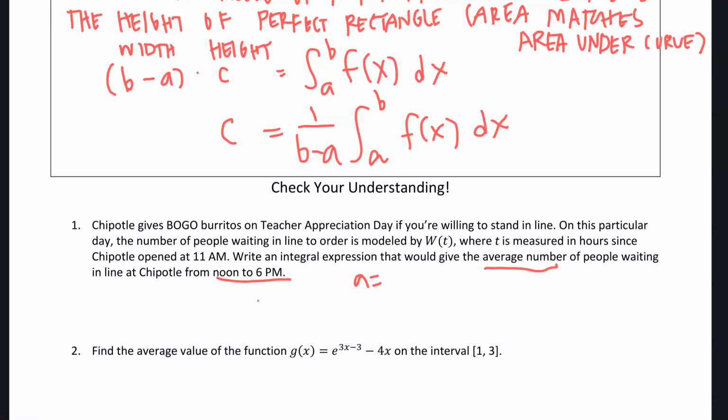So from noon, because that's 1 hour after it opens, a is going to be 1, and my b is going to be 7. So my average value is going to be 1 over 7 minus 1, which is 6, so 1/6, times the integral from 1 to 7 of the function W of t dt.